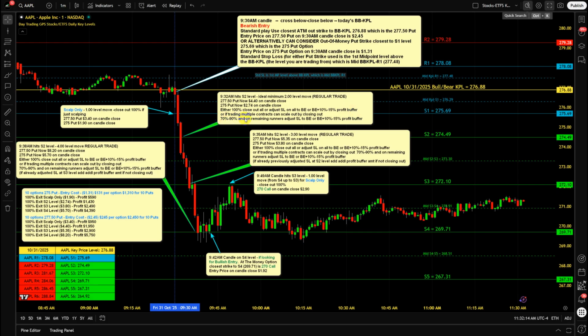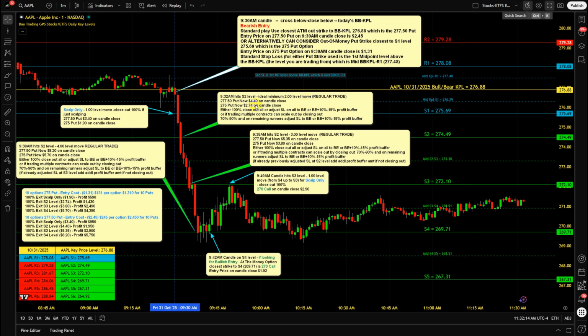Or if I'm trading multiple contracts, I can scale out by closing out 70 to 90% of them at this price, and then on the remaining runners left, I adjust the stop loss on those to break even, or break even plus 10 to 15% profit buffer.